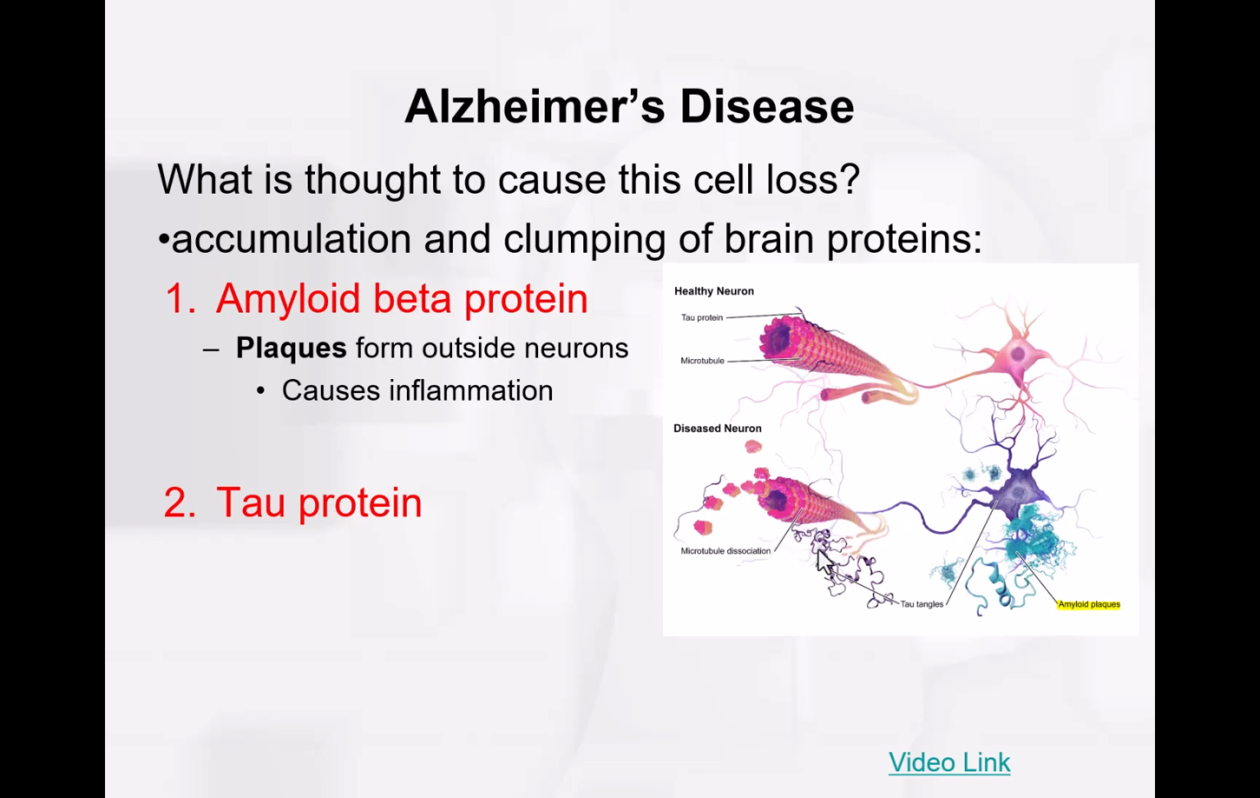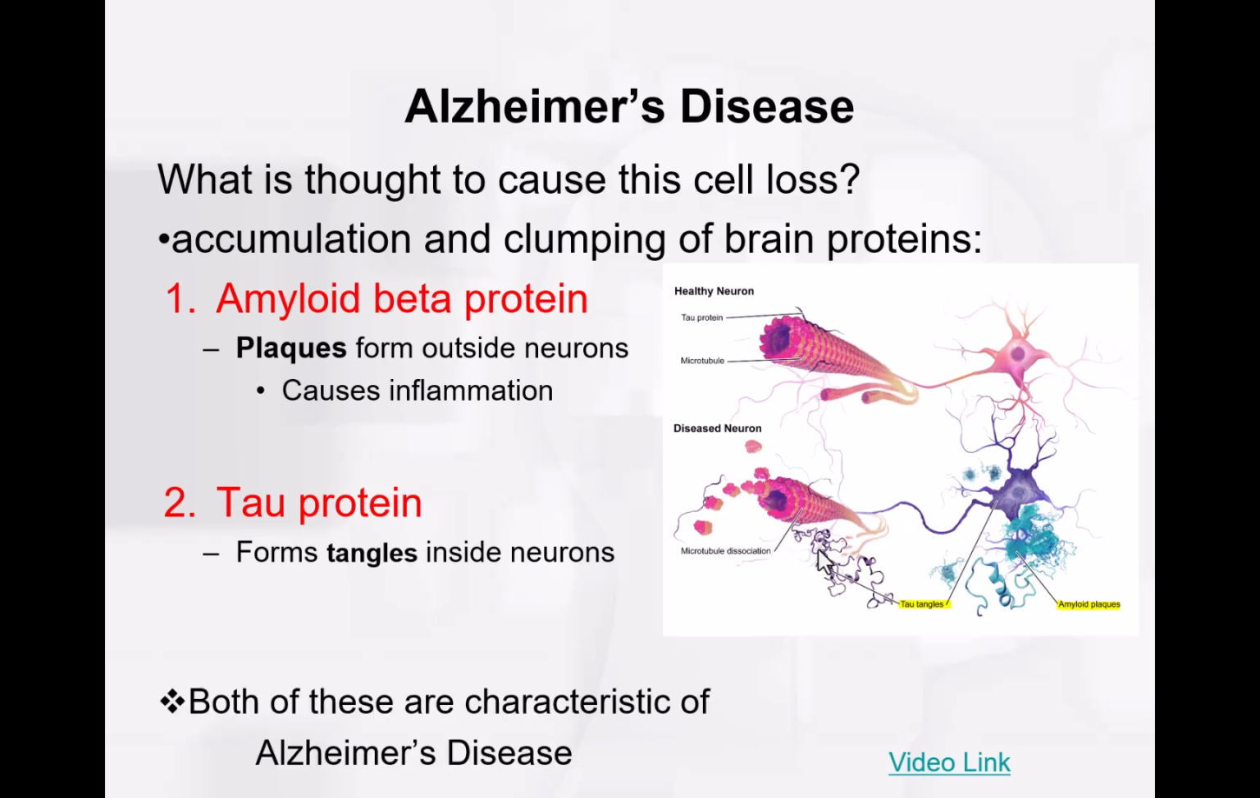So my understanding is that the tau accumulation doesn't occur until the amyloid beta plaques reach a certain point in the brain. So there's some sort of tipping point at which the tau starts to form. And again, the tau protein is going to form tangles inside the neuron. So if you want to remember the difference, think tau tangles and amyloid plaques. So both of these are characteristic of Alzheimer's disease.